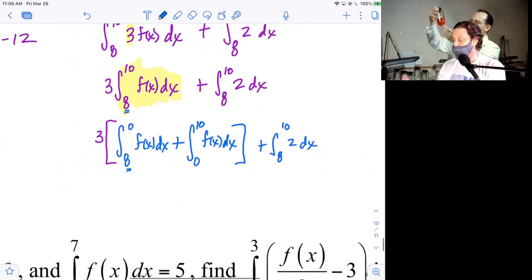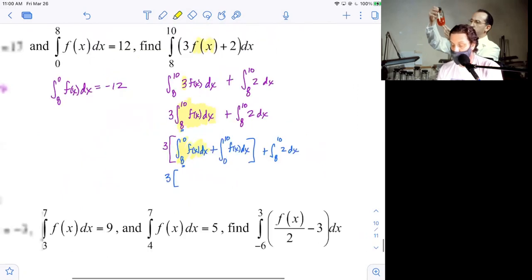Okay, so now we're ready to evaluate it. And I would recommend evaluate everything at one time. So here we go. 3 parentheses or brackets. What is the integral from 8 to 0?